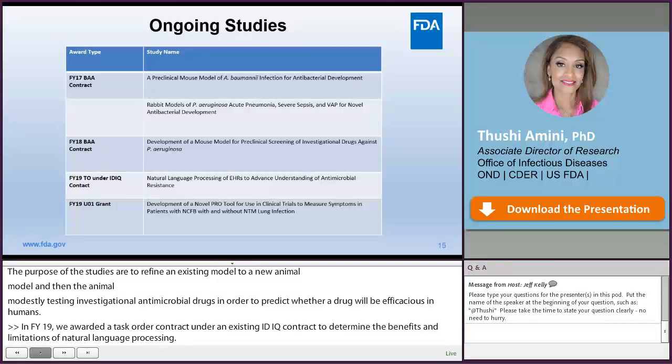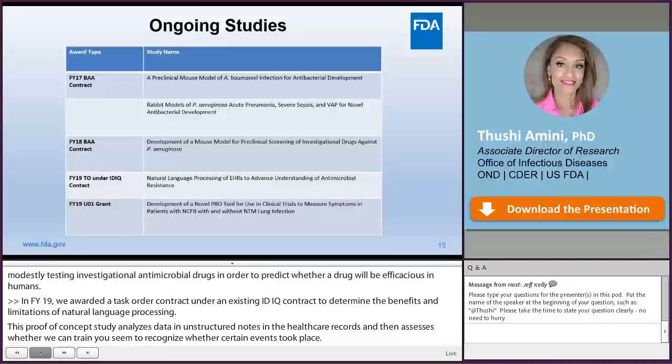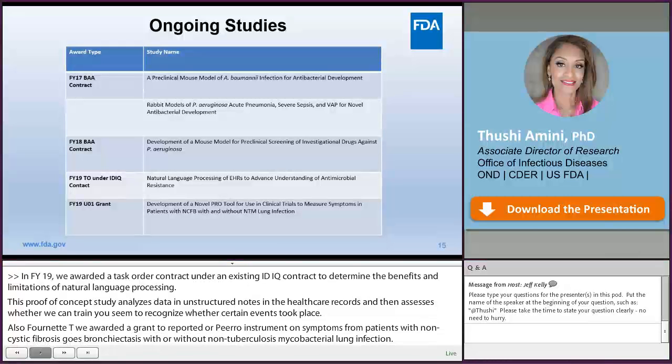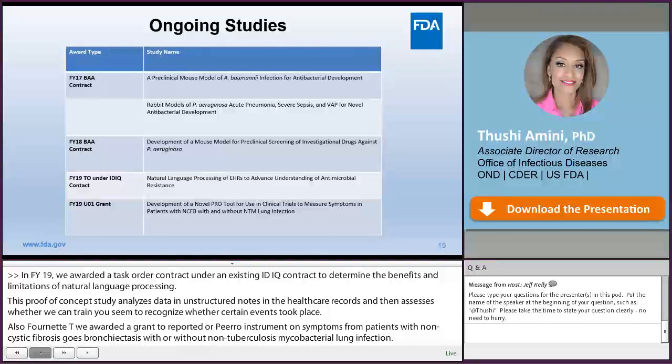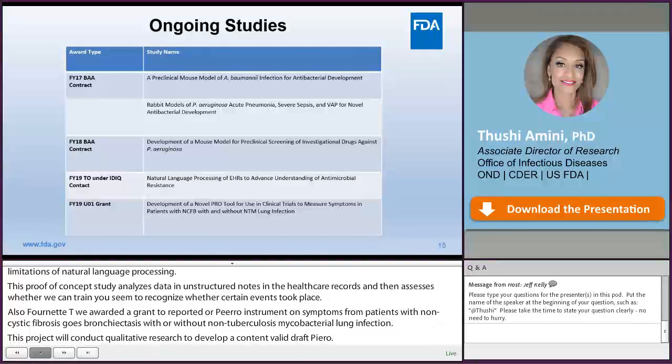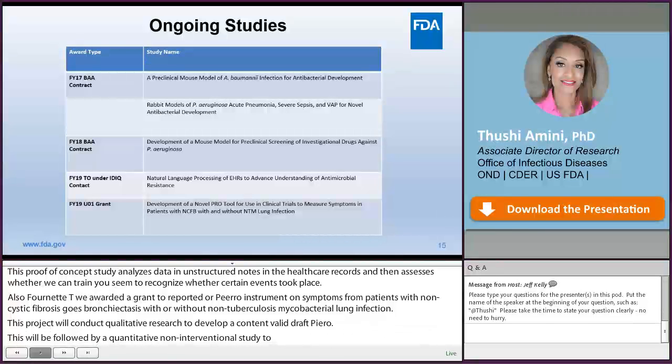Also, in FY19, we awarded a grant to develop a patient-reported outcome, or PRO, instrument on symptoms from patients with non-cystic fibrosis bronchiectasis with or without non-tuberculosis mycobacterial lung infection. This project will conduct qualitative research to develop a content-valid draft PRO. This will be followed by a quantitative non-interventional study to validate the draft PRO instrument to a stage of readiness for future interventional trials and final qualification for drug development.